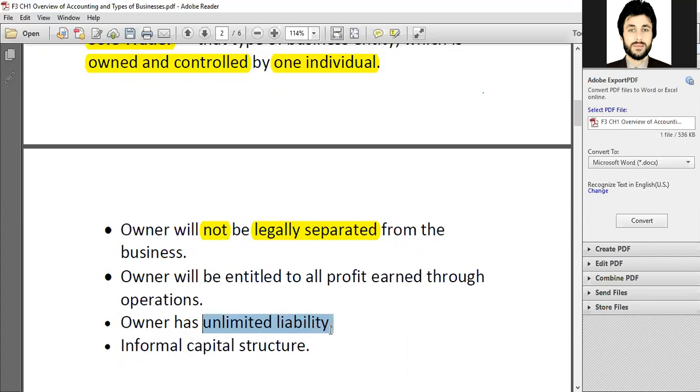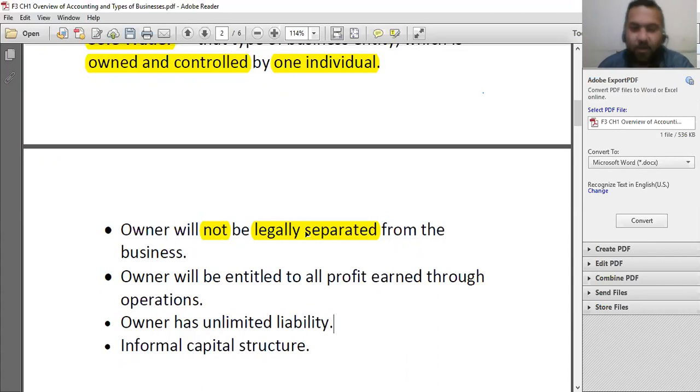That is coming in this thing: unlimited liability. Now, not legally separate means what? We have studied this thing.